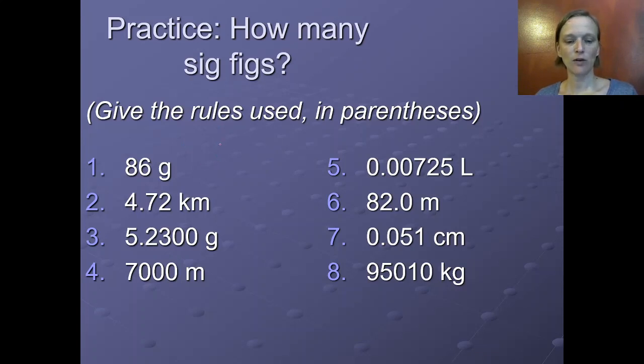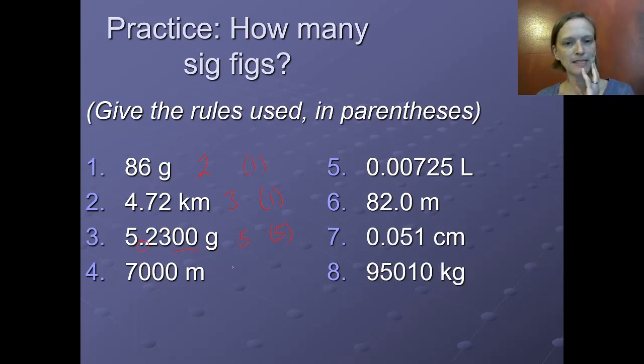Okay, so for the number 86, this number has 2 significant figures, and I used rule number 1 because non-zero numbers are always significant. Similarly, for number 2, we have 3 significant figures, and again, I used rule number 1. All non-zeros are significant. For number 3, it's only when we start to see zeros that we have to start being careful. Here, those zeros are significant. This number has 5 significant figures because I used rule number 5. Trailing zeros are significant when the number has a decimal point.